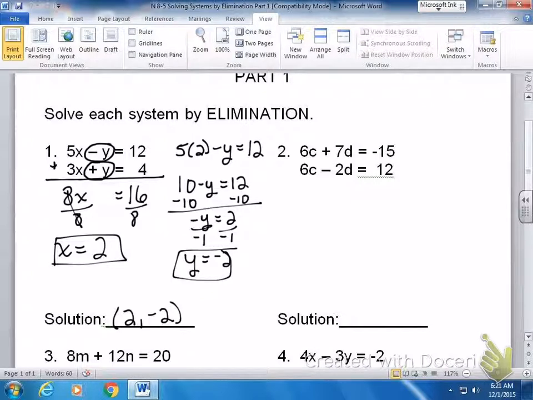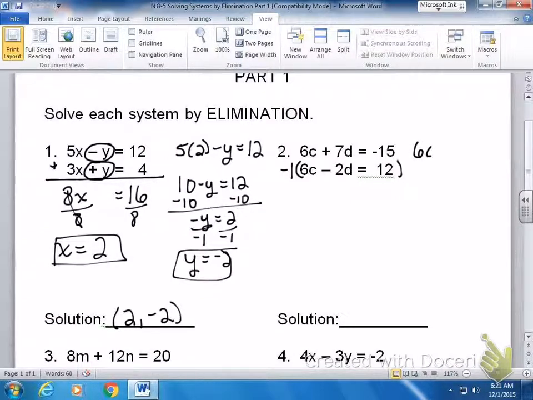Now, if you look at number 2, we have two c's that are the same, 6c and 6c, but if we add them together now, it's not really going to work. So what we need to do is have one be positive and one be negative. So what I'm going to do is take the bottom equation and multiply it by negative 1 the entire way through. So let's rewrite these equations and set up our problem.